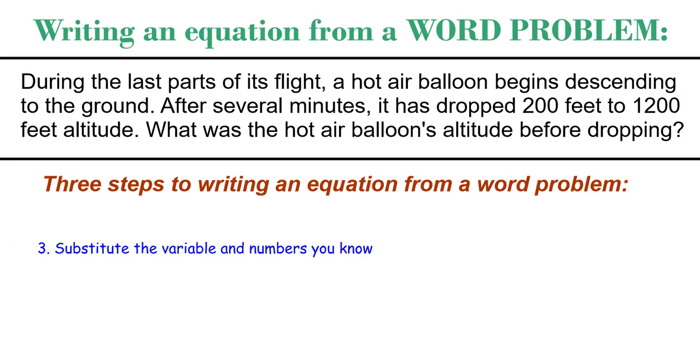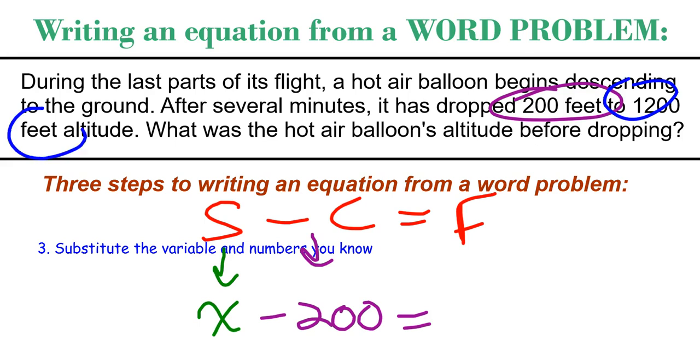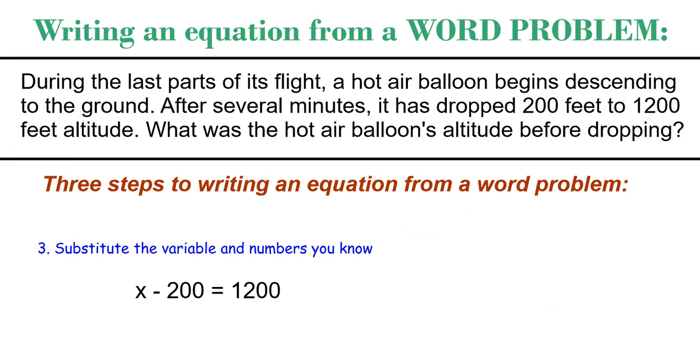So now we can substitute the variables and the numbers that we know. Remember, this was start minus change equals final. Our variable was our original altitude. Our change was to drop, so it's minus 200 feet. And where we ended was 1,200 feet. So the equation x minus 200 equals 1,200, that describes the problem.